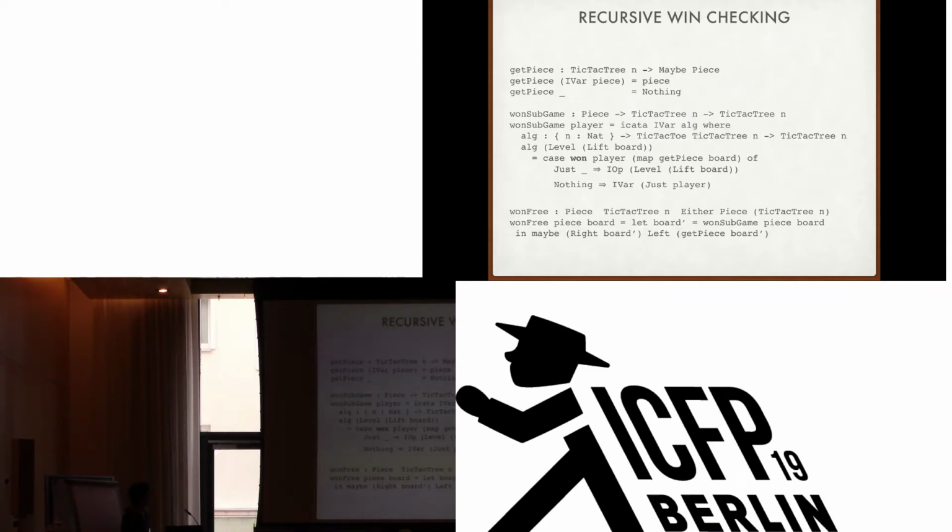This is recursive win checking. Again, the details really aren't that important. The only real important thing is that I've just used the same one function from earlier, and it's cascading up using a catamorphism and some extra plumbing. And the final win check is just seeing, is the entire board just one piece, or is it still a board? And then you can say if the person's won.